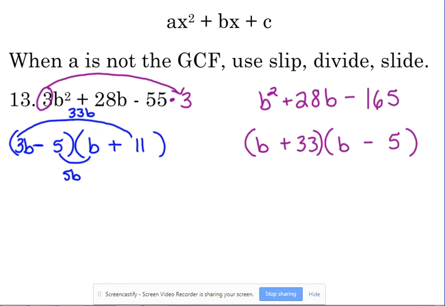We're not done though. We've only done the slip and the factor part. Now we've got to divide. We divide these two numbers here by what we slipped. We slipped the 3, so we divide both of these by 3.